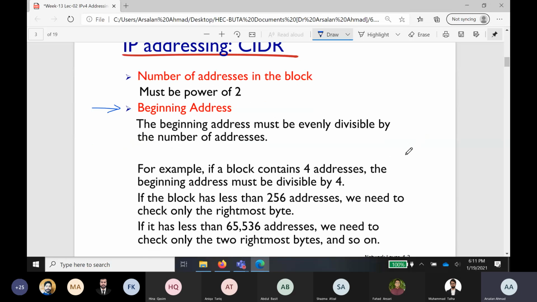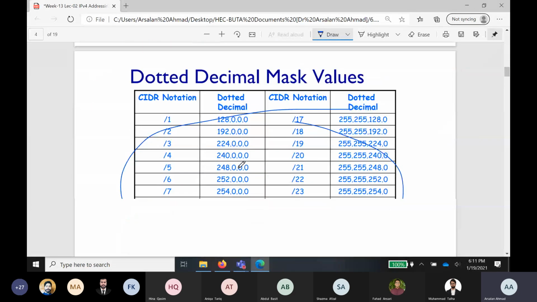So for example, if a block contains 4 addresses, the starting address must be divisible by 4. If a block contains 256 addresses, we need only to check the rightmost byte. And if a block contains more than 256 addresses, you must remember the example as well. There was one example in which there were more than 256 addresses. Then we need to check not only the rightmost byte, the last octet, but also the byte before that, so the third octet as well.